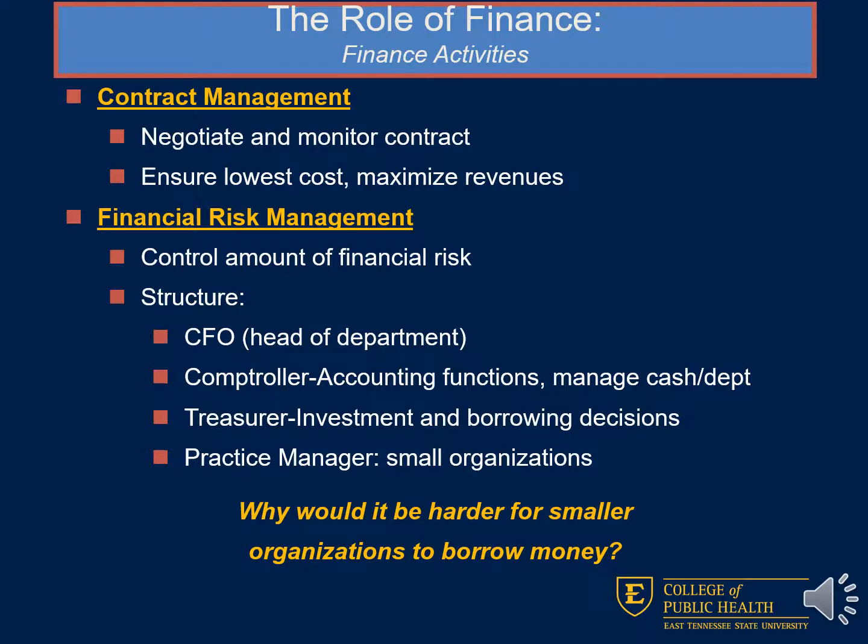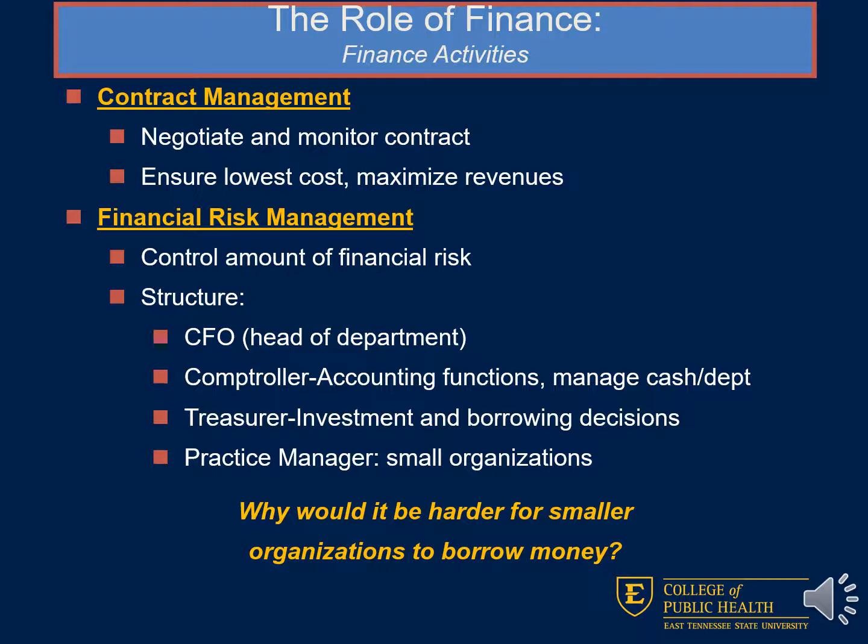So when we look at the difference between larger organizations or multi-facility organizations and more of our smaller organizations, we may start to wonder, why is it harder for smaller organizations to borrow money as opposed to what seems to be an ease of larger organizations to borrow money? And it's simply because it's harder for these smaller organizations to borrow money because they have less assets.